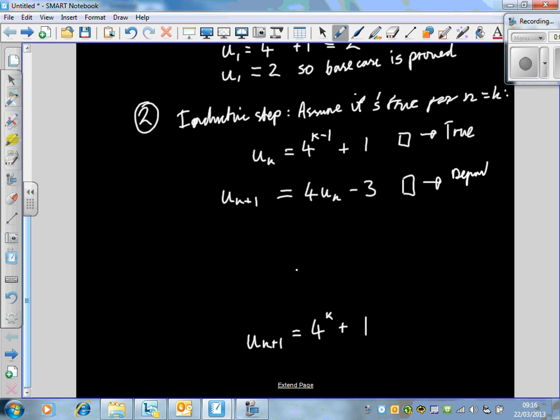So this bit has come from the definition at the beginning. We know that u_(k+1) is equal to 4u_k minus 3. Now we know that u_k is true, because that's what we've assumed. So substituting u_k equals 4 to the k minus 1, plus 1 into there, we get u_(k+1) is equal to 4 lots of 4 to the k minus 1, plus 1, minus 3.